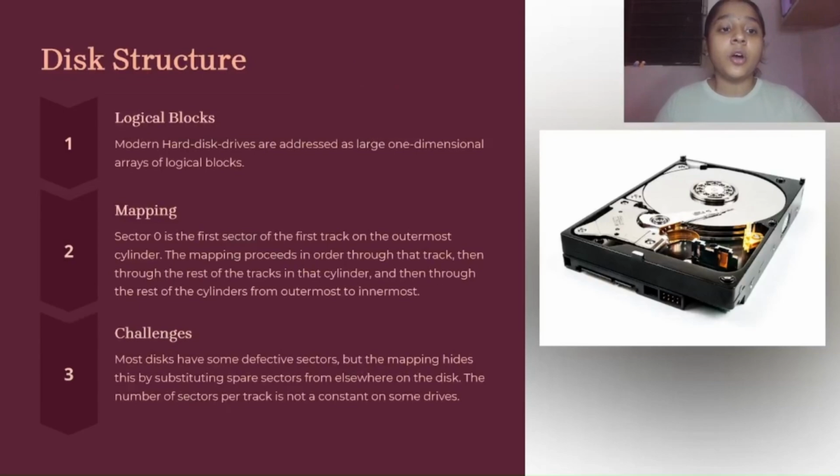Logical blocks. Modern hard disk drives are addressed as large one-dimensional arrays of logical blocks. In the mapping, sector 0 is the first sector of the first track on the outermost cylinder. The mapping proceeds in order through this track, then through the rest of the tracks in the cylinder, and then through the rest of the cylinders from the outermost to the innermost.